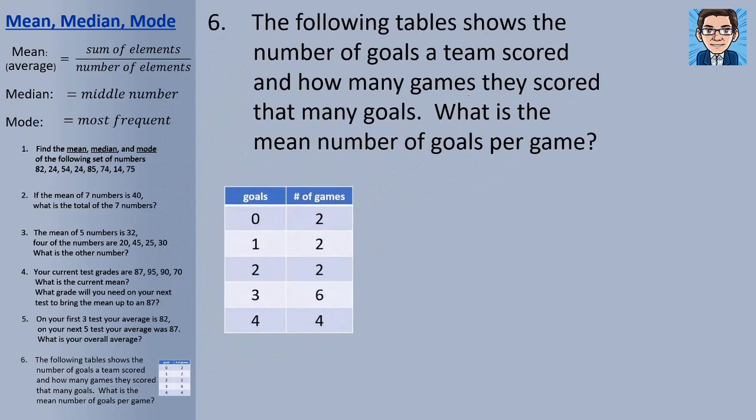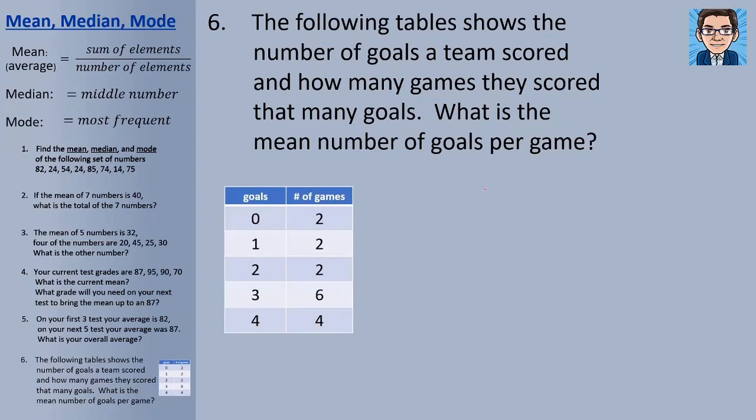All right, now the last problem, it shows us a table of the number of goals a team has scored and how many times they've scored that number of goals. So 2 times they've scored no goals, 2 times they've scored 1 goal, 2 times they've scored 2 goals, 6 times they've scored 3 goals, and 4 times they've scored 4 goals.